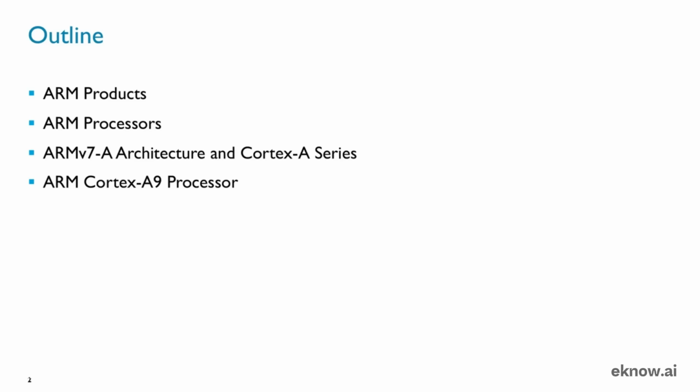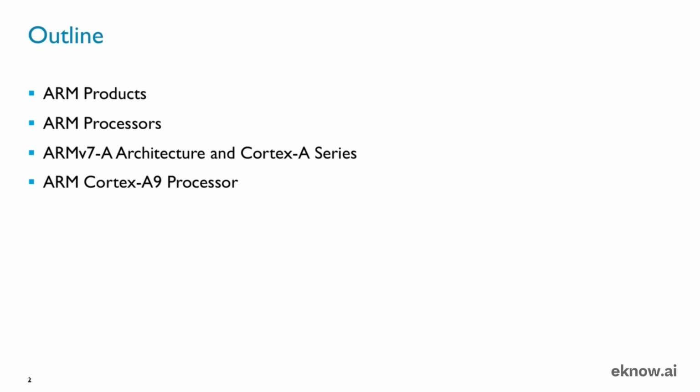We'll discuss the different families of processors ARM has designed, what their intended applications are, and why you might choose one family over another. This will help you understand the landscape of ARM's processor offerings, from the high performance A series, to the real-time R series, and the microcontroller M series.